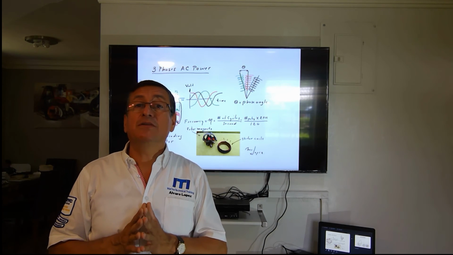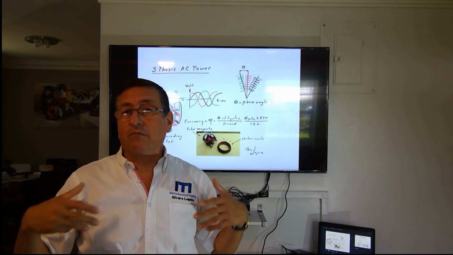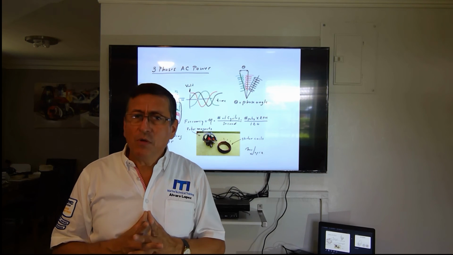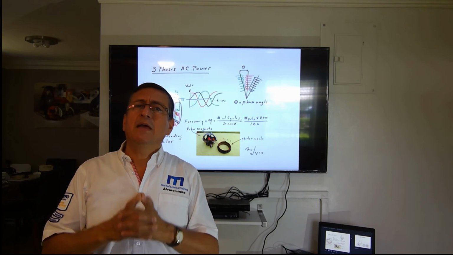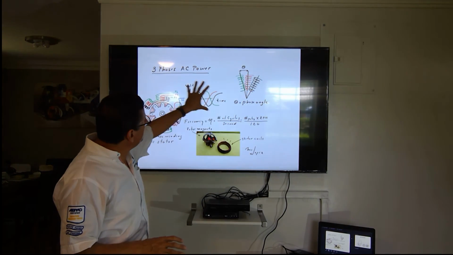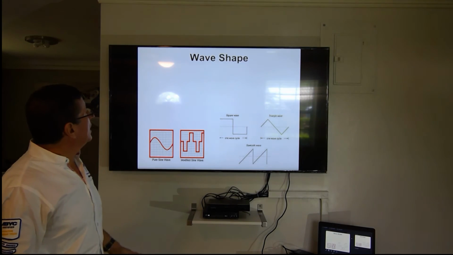The phase angle is important. Because when you select the motor, if in the design you need a motor to produce high torque, probably you need a motor with a higher phase angle than the other one. Okay, this is the typical explanation in order to produce three phases.